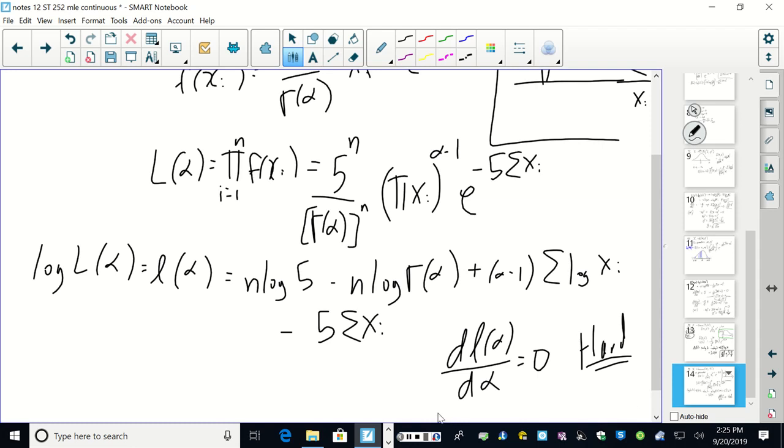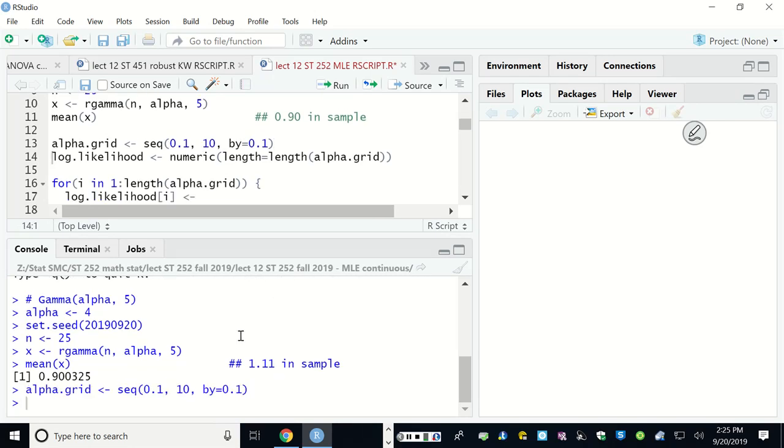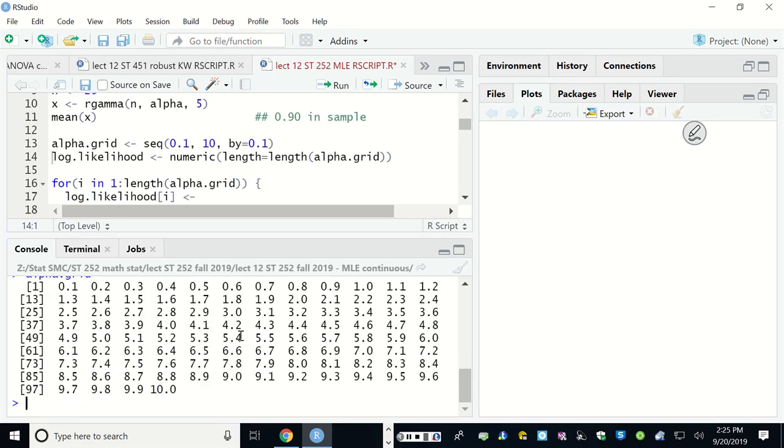And so where we're going, there it goes. So we're going to set up a grid called alpha grid. It's going to go from the number 0.1 up to 10, so alpha under a gamma can go anywhere positive. It's not restricted, it just has to be a positive number. So we're going to set up this grid. My alpha grid, if I look at it, is all these numbers by 0.10. Not terribly fine, not terribly precise, but it covers a long range.